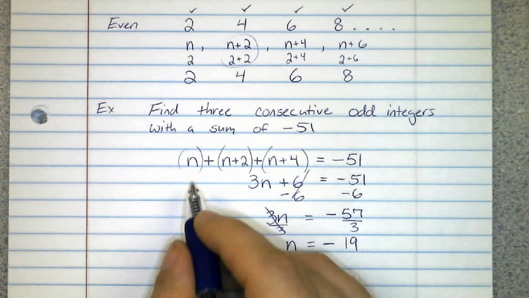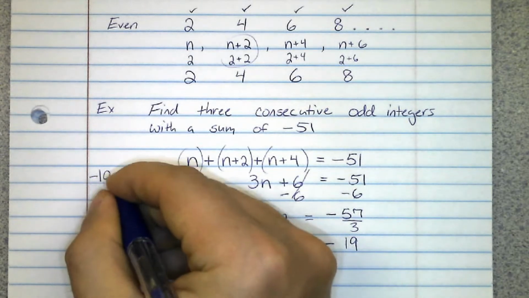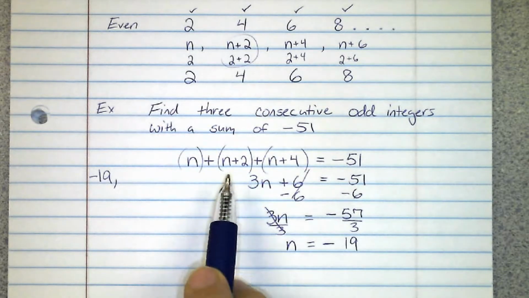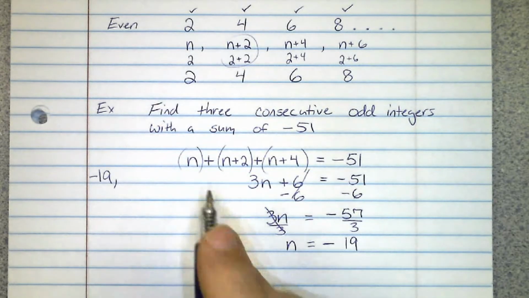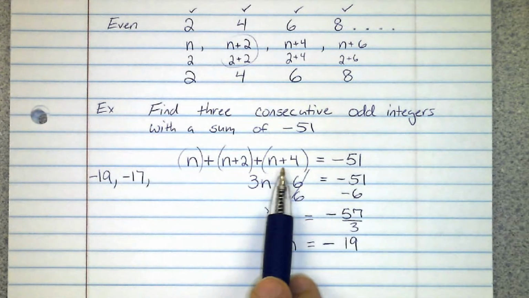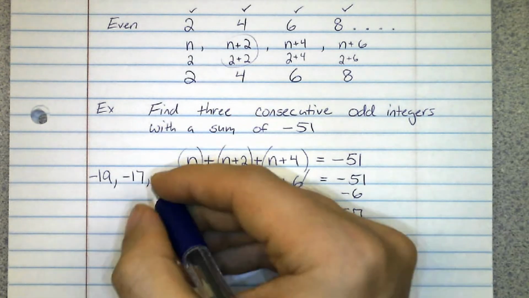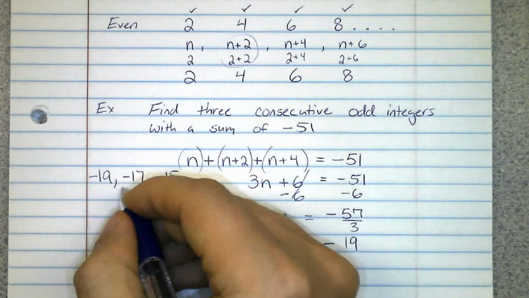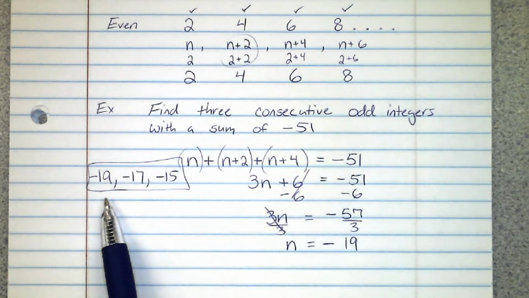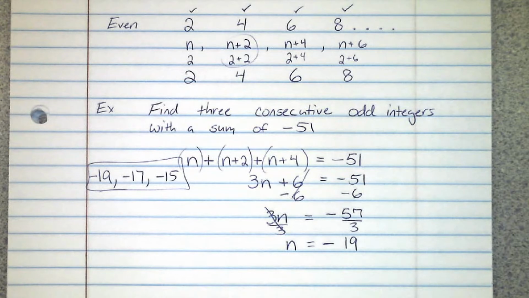N equals negative 19. So the first integer, which is n, is going to be negative 19. Now the next integer is n plus 2. So this would be negative 19 plus 2, and that would equal negative 17. The third integer is n plus 4, so this would be negative 19 plus 4, and that would equal negative 15. So the three consecutive integers that have a sum of negative 51 would be negative 19, negative 17, and negative 15. And you can always add these to double check it if you want to.